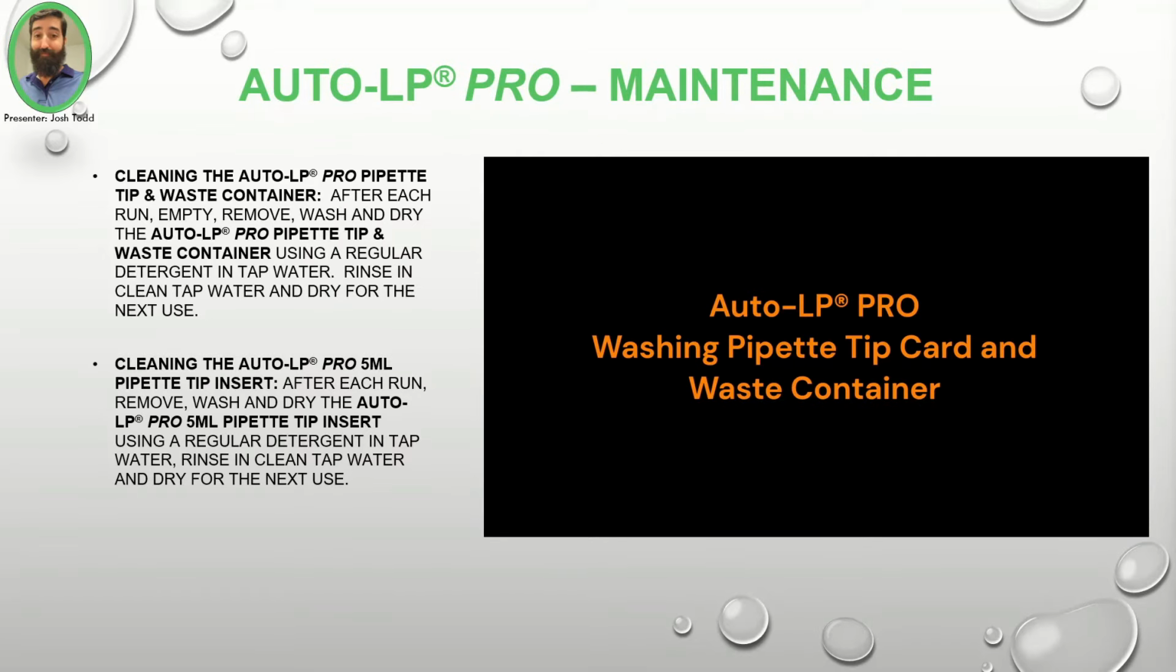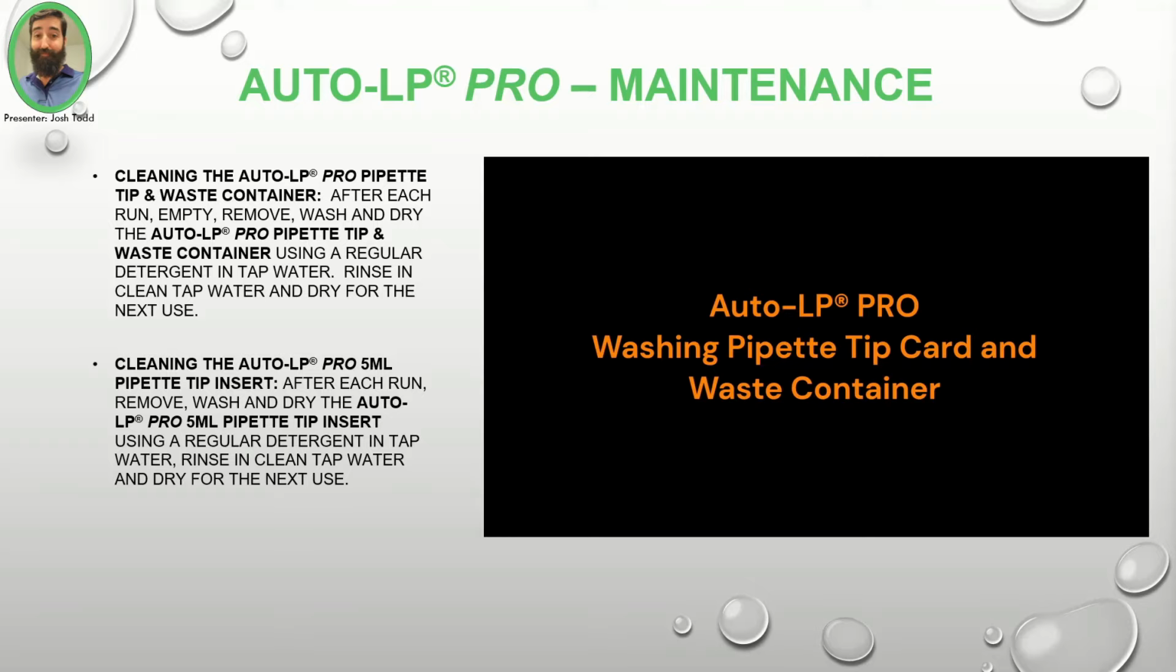AutoLP Pro maintenance, cleaning the AutoLP Pro pipette tip and waste container. After each run, empty, remove, wash, and dry the AutoLP Pro pipette tip and waste container using a regular detergent in tap water, and rinsing in clean tap water and drying before the next use.